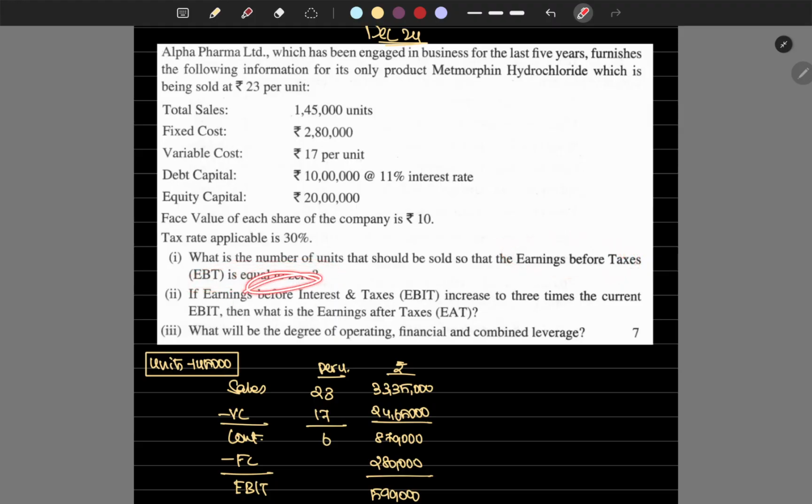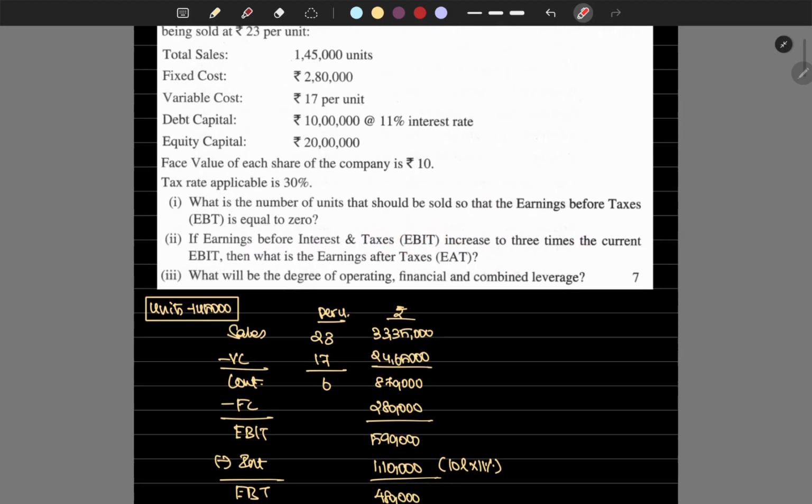What they've asked us to find out is, first, the sales units at which earnings before taxes, EBT, is equal to 0. Then, if earnings before interest and taxes, EBIT, increases to 3 times, multiply EBIT and calculate the EAT. Then, what will be the degree of operating, financial and combined leverage? All these things we have to find out.